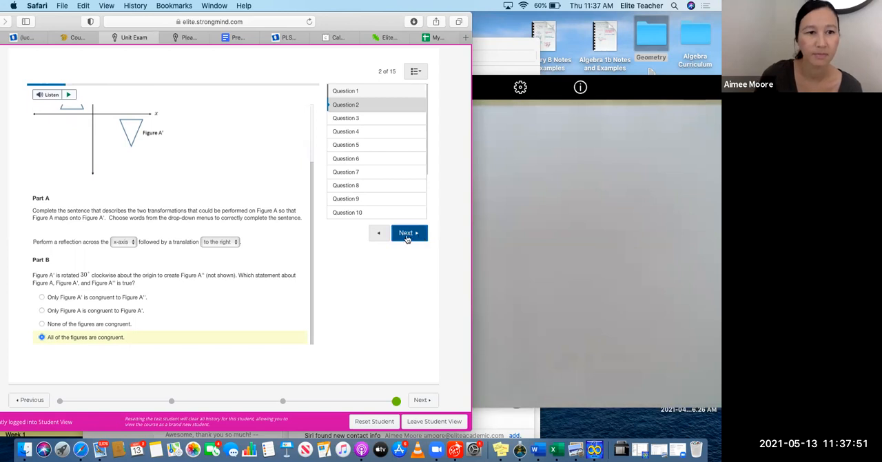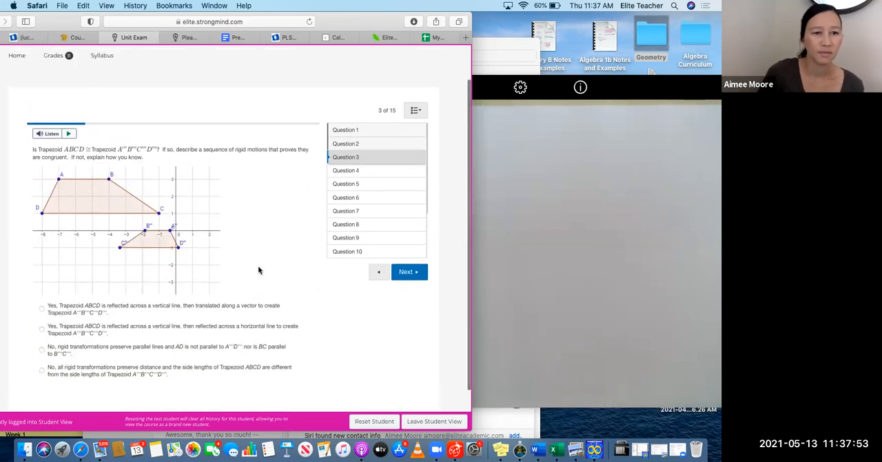Okay, here we have trapezoid ABCD, and then we have A triple prime, B triple prime, C triple prime, D triple prime. So are they congruent? If so, describe a sequence of rigid motions, so of transformations, that prove that they are congruent. Well, let's just look at them. Are these two trapezoids congruent?